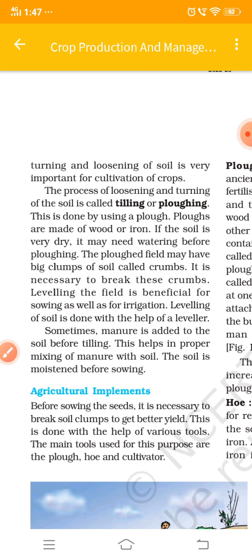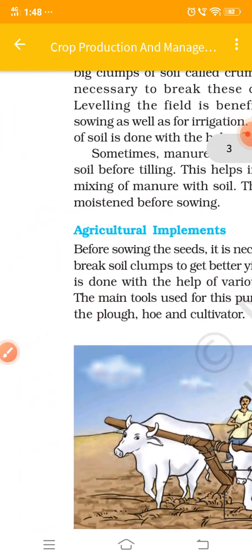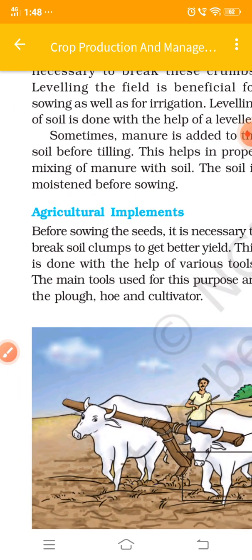Before sowing the seed it is necessary to break soil clumps to get better yield. This is done with the help of various tools. The main tools are plug, hoe, cultivator. Now these are very simple main tools. See, plug means what? This one.